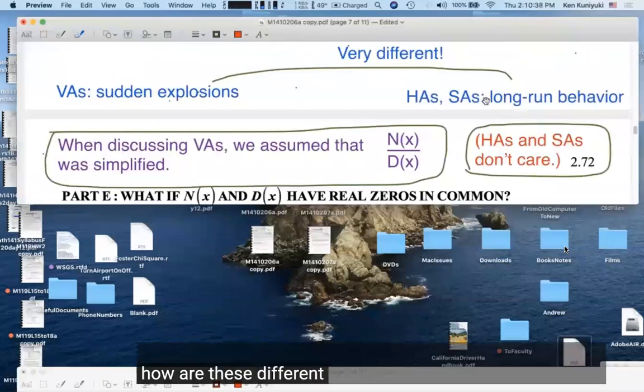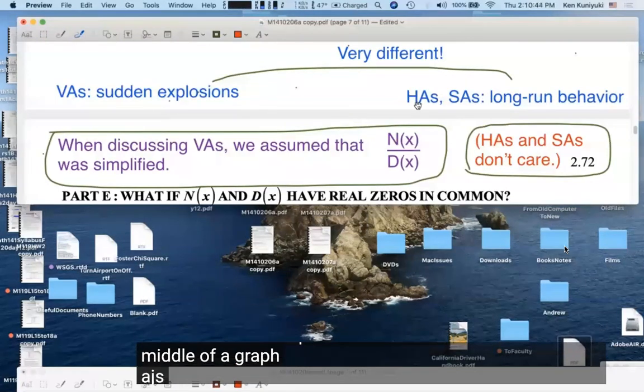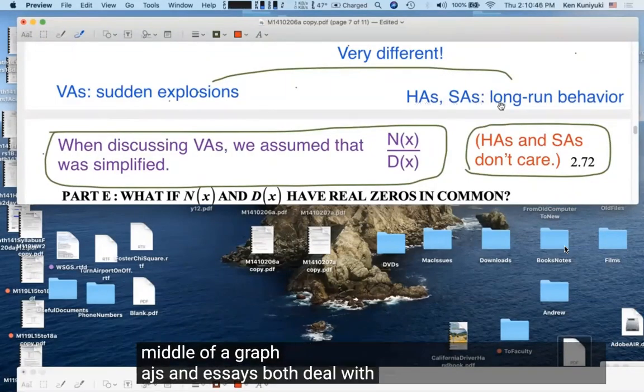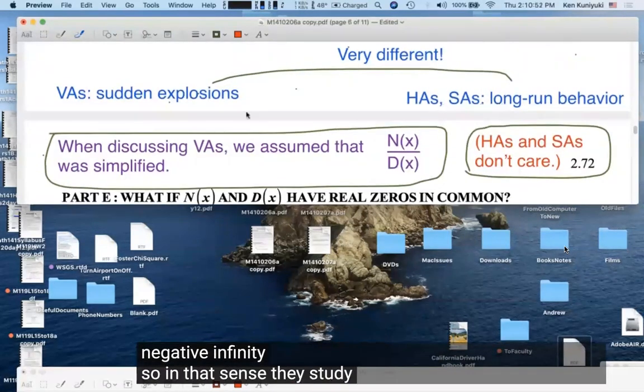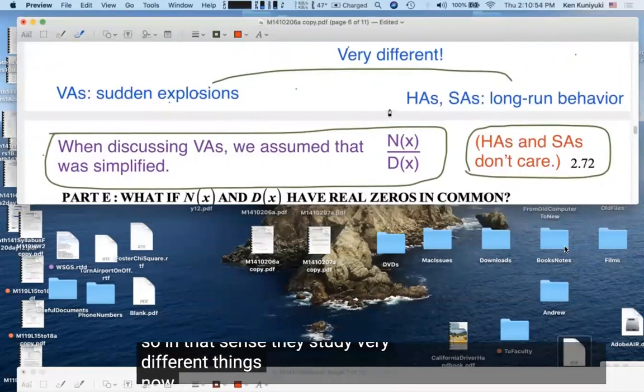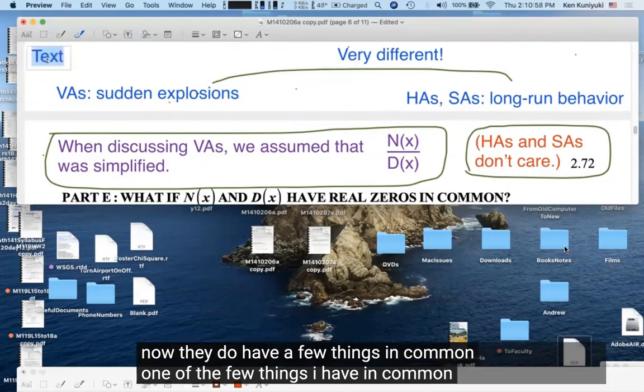Now, how are these different? Well, VAs deal with sudden explosions, like in the middle of a graph. HAs and SAs both deal with long run behavior, like as x approaches infinity or negative infinity. So in that sense, they study very different things. Now, they do have a few things in common. What are the few things they have in common?